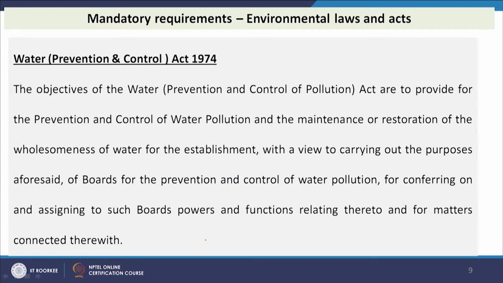Next, the Water Prevention and Control of Pollution Act 1974. The objectives of this Act are to provide for the prevention and control of water pollution and the maintenance or restoration of the wholesomeness of water, for the establishment, with a view to carrying out the purposes aforesaid, of boards for the prevention and control of water pollution, for conferring on and assigning to such boards powers and functions relating thereto, and for matters connected therewith.